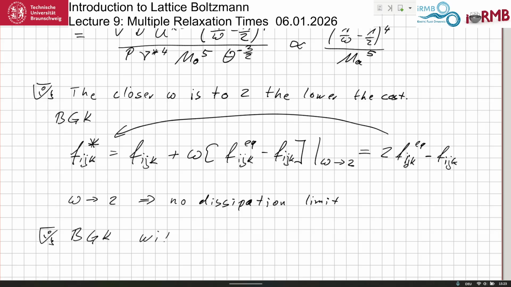BGK with omega, yes, we see that sometimes it works up to 1.95. So if you run the lid-driven cavity problem, then you would roughly go to 1.95. Other problems would maybe have a different limit. If you go further than this, they usually get unstable.